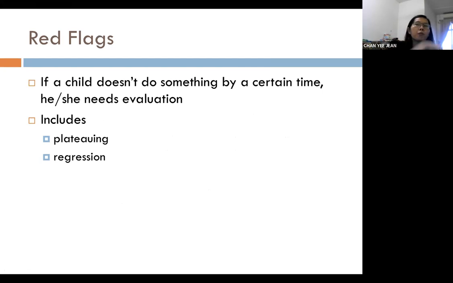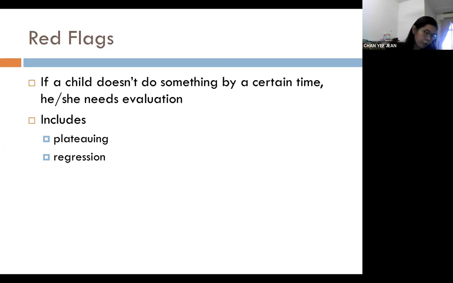Now, red flags. Red flags is when a child doesn't do something by a certain time, he or she will need evaluation. This includes patients who plateau, meaning they develop normally up to a certain point, and after that they are just stagnant. So maybe they were starting to talk, right? They got about 10 words, then after that they stop talking. They stop learning new words and they just plateau.